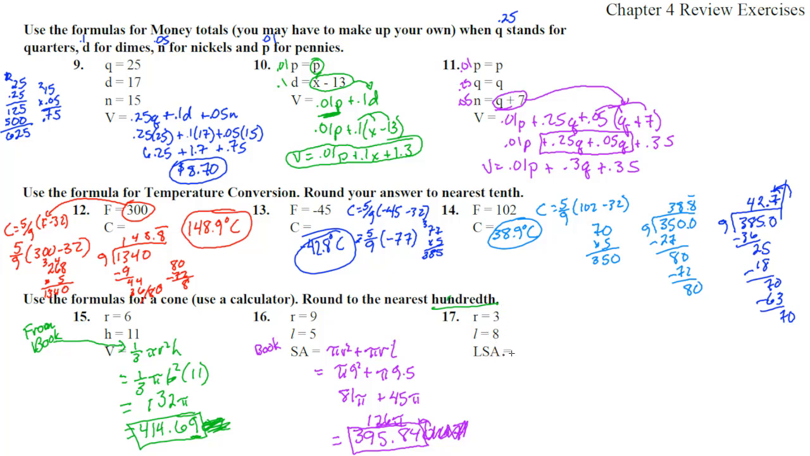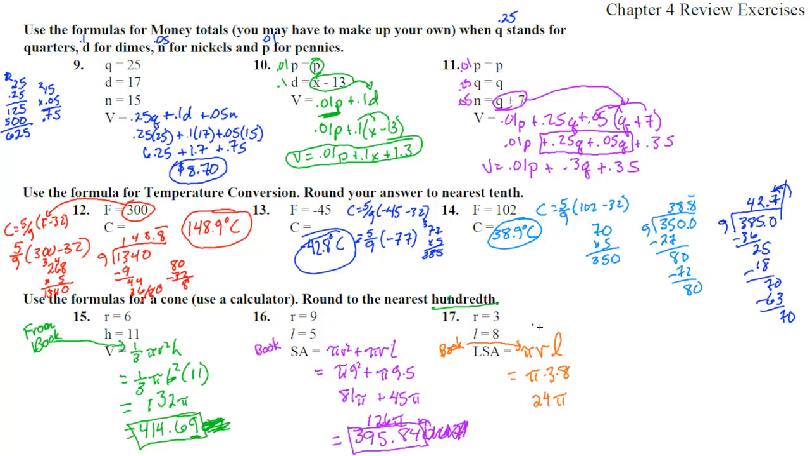And number 17. So the lateral surface area, again from the book, is pi r times L. So that would be pi times 3 times 8. Hey, we don't need to do adding or to the second power or anything. That's just 24 times pi. Excellent. Let's punch that into the calculator.